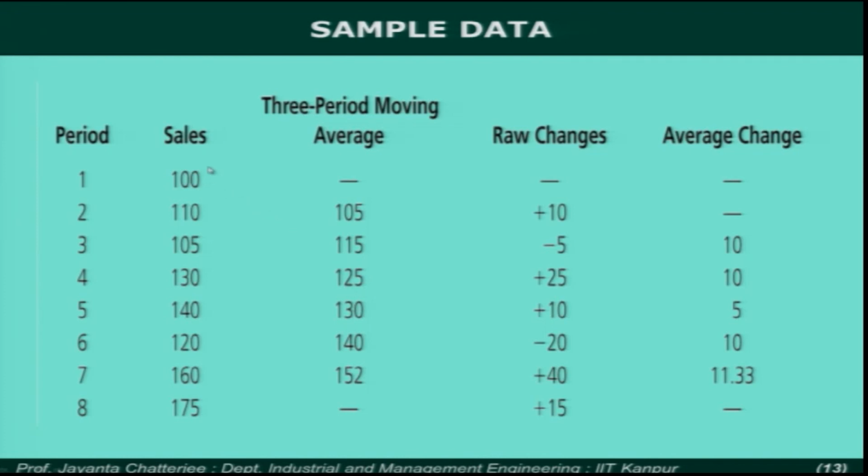As you see here, we are looking at a market where the overall trend is up. That means from 100 over a span of 8 periods it has gone to 175. In between it might have dropped from 110 to 105, but then again it jumped to 130, then to 140, dropped to 120, again jumped to 160. So, on the whole it is actually going up.